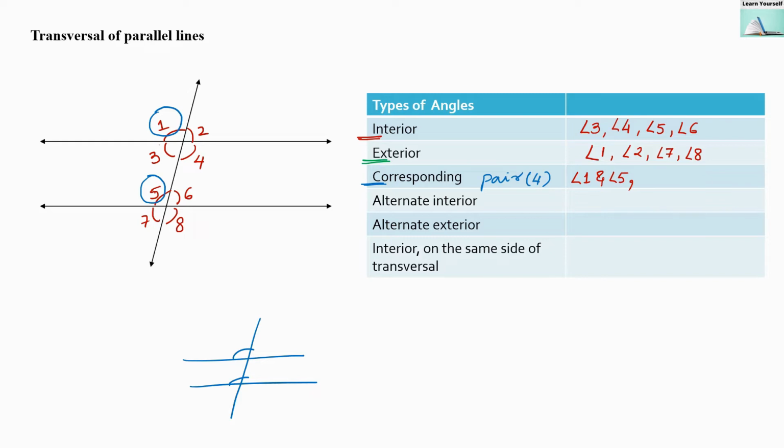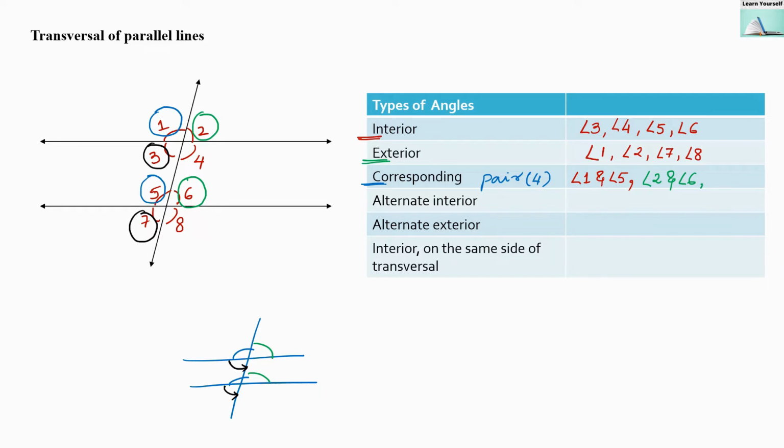Now the second pair. As you can see here, 1 and 5 is the first pair, then the second pair will be angle 2 and angle 6. They are towards here, angle 2 and angle 6. So they are another pair of corresponding angles. Now the third pair of corresponding angles, so angle 3 and angle 7. They are here, angle 3 and angle 7.